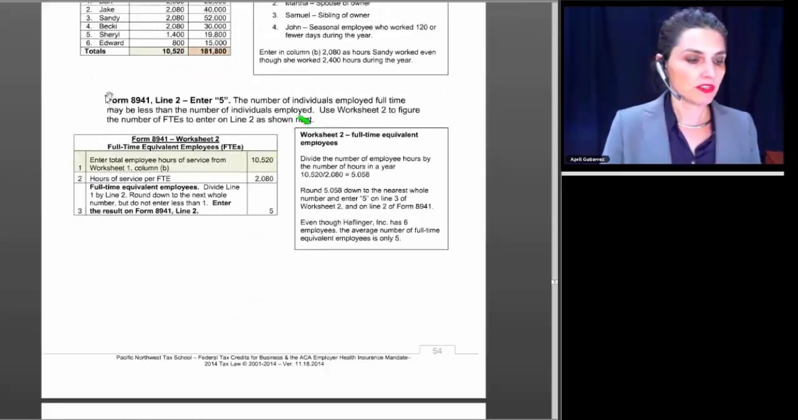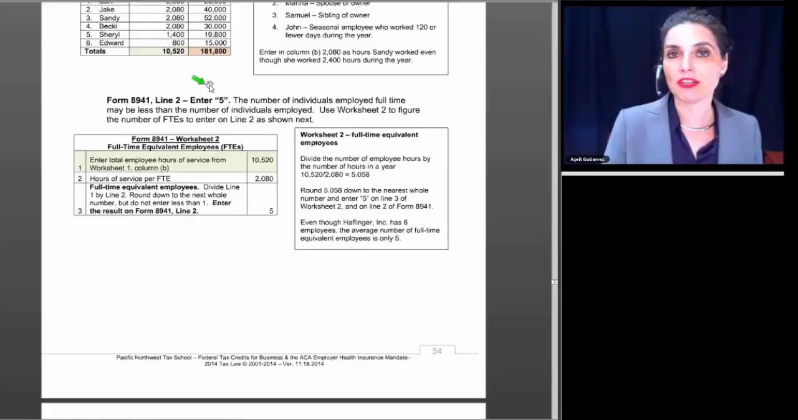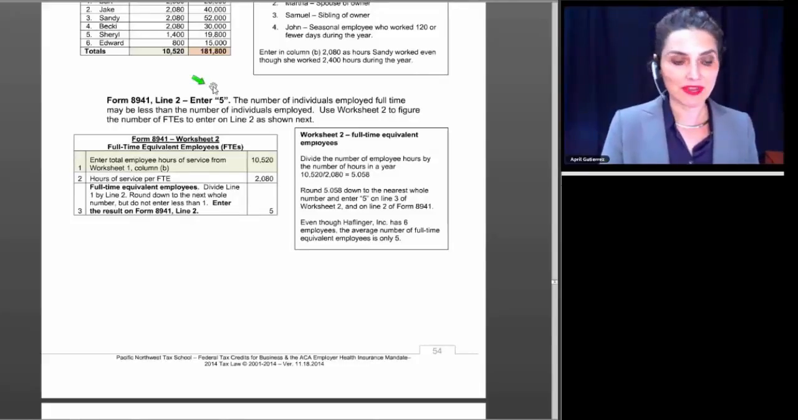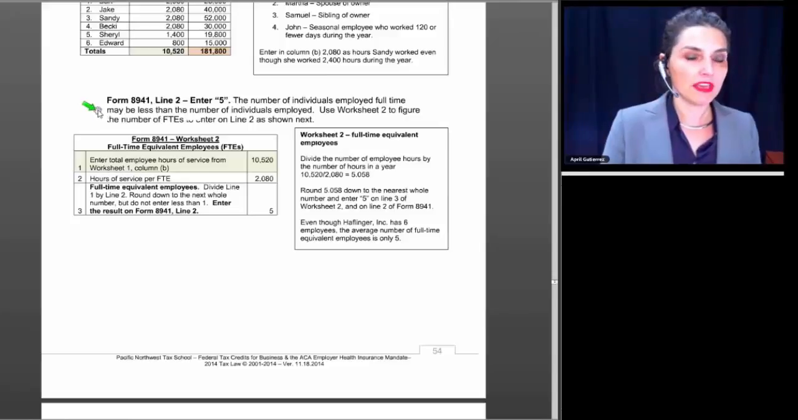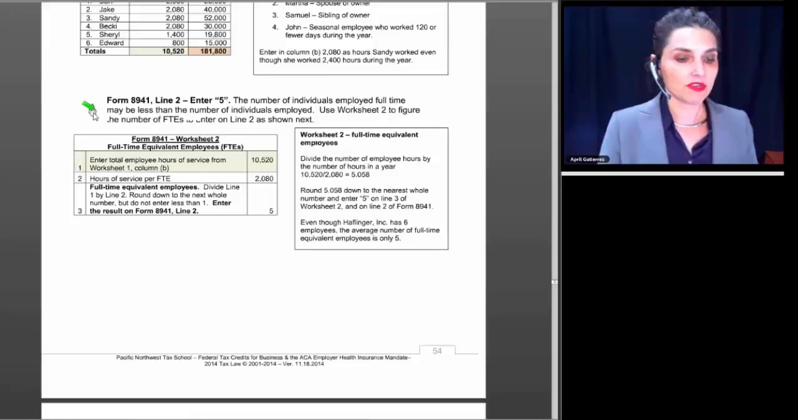We then move on to line 2 of Form 8941, and on line 2 of the form we're going to enter a 5. How do we figure out that number 5? Well, that's the number of individuals that were employed full-time, and it can be less than the number of individuals that were actually employed. So we're going to use worksheet 2 to figure out that the number we're going to enter on line 2 of the form is a 5.